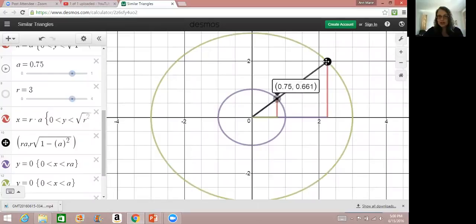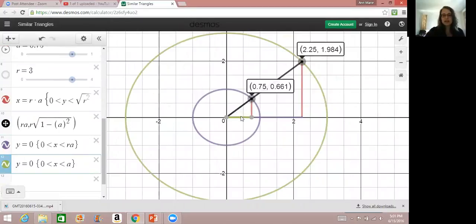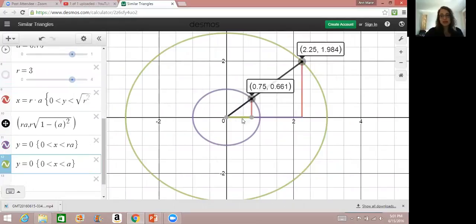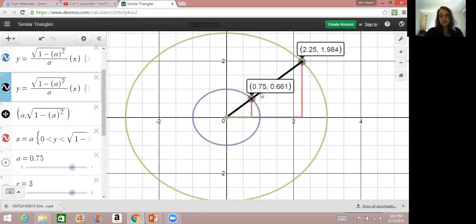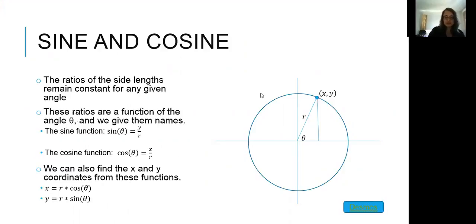So my radius of my outer circle is 3 times the radius of my inner circle. So my x-coordinate should be 3 times 0.75. Sure enough, 0.75 times 3 is 2.25. So what I want you to understand is that for different size circles, the side lengths will change, but they will still remain proportional to one another. The ratios of these side lengths will remain constant for any given angle.